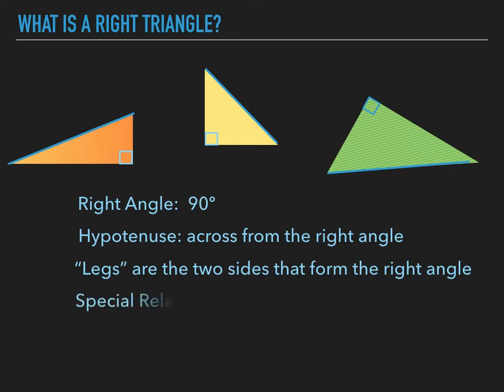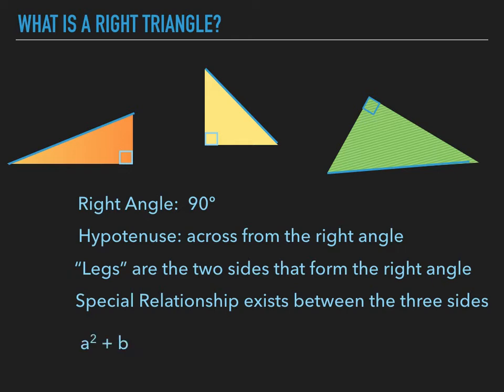Turns out a special relationship exists between the three sides of a right triangle. The relationship is that the sum of the squares of the legs is equal to the square of the hypotenuse. And we say a squared plus b squared equals c squared, and that is the Pythagorean theorem. We use the Pythagorean theorem to help us find a missing side length in a right triangle when two of the sides are known and we are looking for the third side.